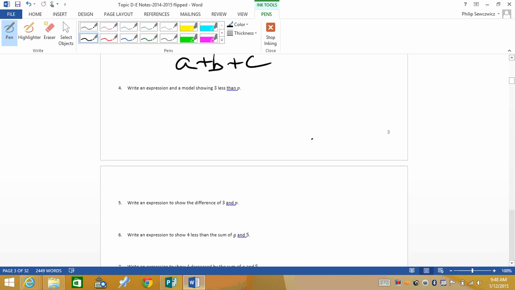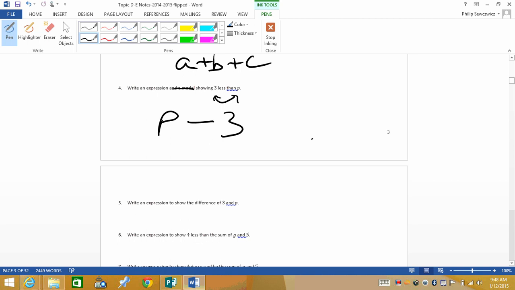Problem 4, write an expression and a model showing 3 less than p. We're not worried about any of the models here. All right, if you notice that, we're just worried about writing out the expressions. Less than, it does mean to subtract. But what's so special about less than? Yes, it does mean that we do need to flip our order around. So the variable p needs to come first here because it came second there. And then the number 3 needs to come second because originally it came first.